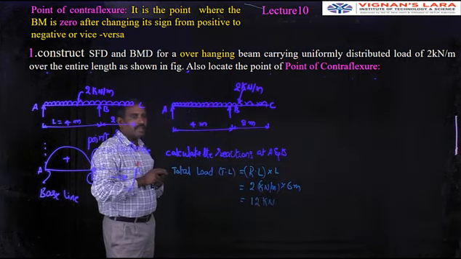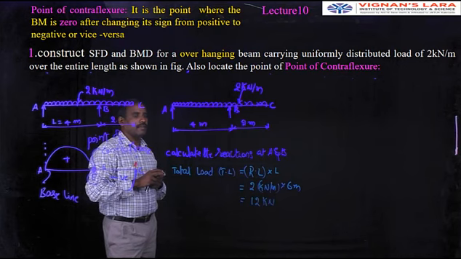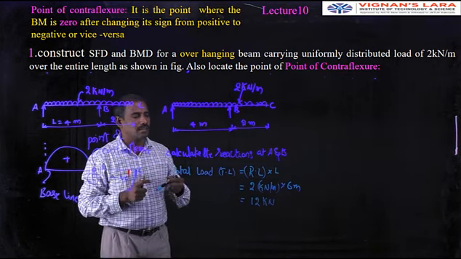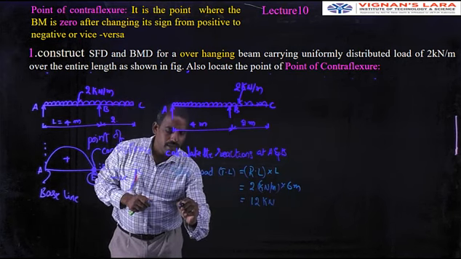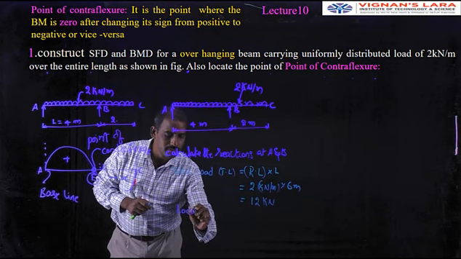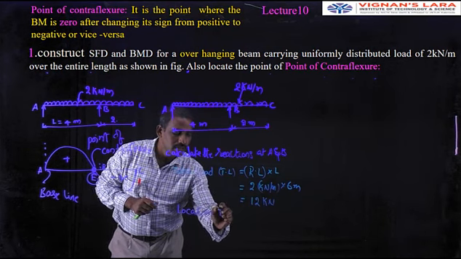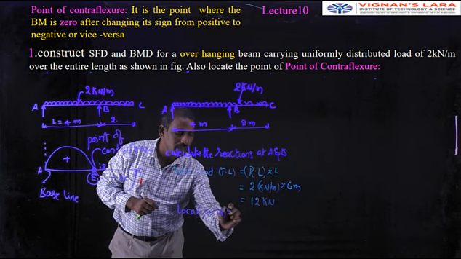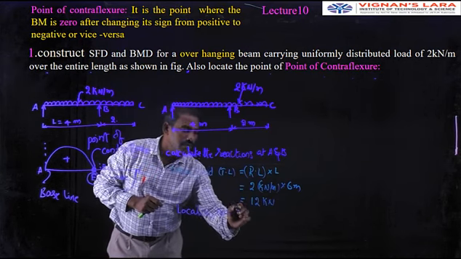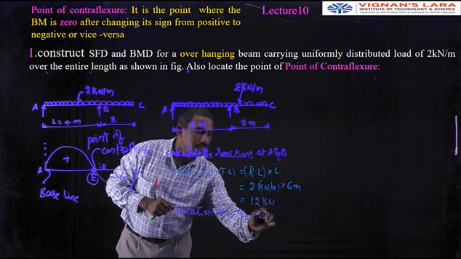Now calculate the reactions at A and B. For that, now taking moments, we need the location. So the location is 6 by 2, that is equal to 3 meters.